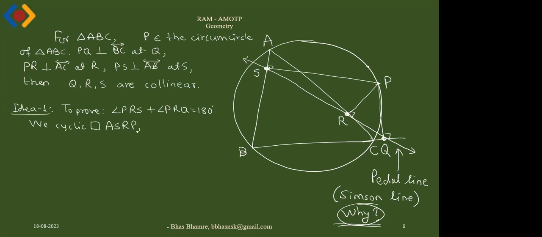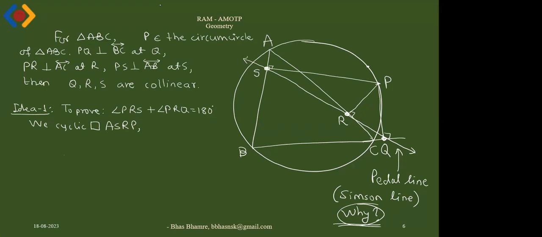ASRP. According to this configuration, ASRP, sometimes it may come like SARP, because if S is not between A and B, then it is SARP also. So it depends. We can assume without loss of generality that P is on the arc AC. So that is simpler. We can consider any. So without loss of generality, it's okay.